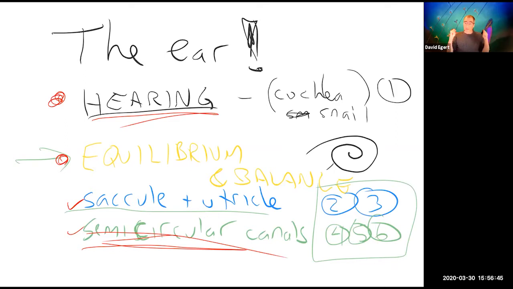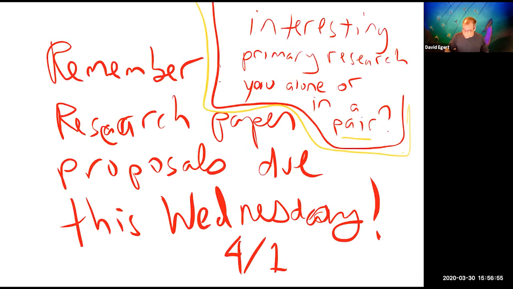So let us introduce the hair cell. I wish I knew how to get rid of these whiteboards, but I don't. Okay. So the hair cell.